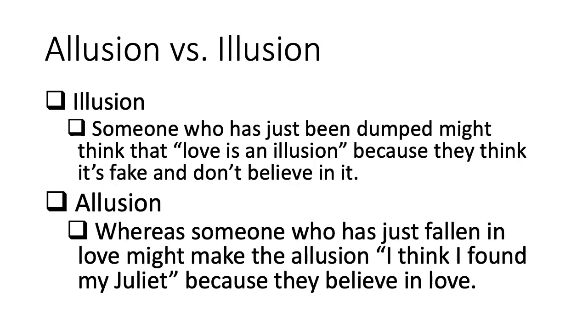Now, allusion versus illusion, just as a quick reminder, illusion is a deceptive appearance, and allusion with an A is where you make a reference. So let's say somebody has just been going through a breakup. They might not think most about love and romance. They might not see the value in it, and so they might say love is an illusion because they think it's fake and deceptive. And if somebody is falling in love, they might make an allusion saying, I think I found my Juliet, referencing the story Romeo and Juliet. And of course, that would be a reference, an allusion, versus something that is deceptive.